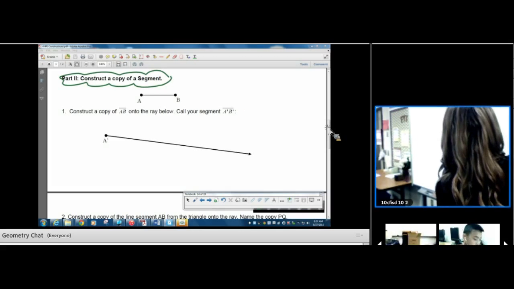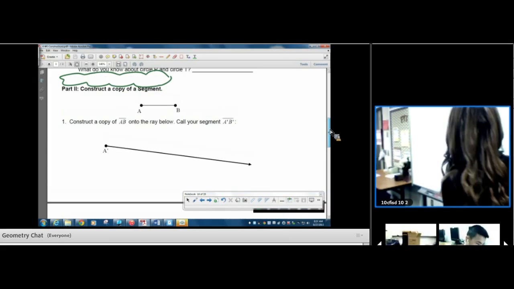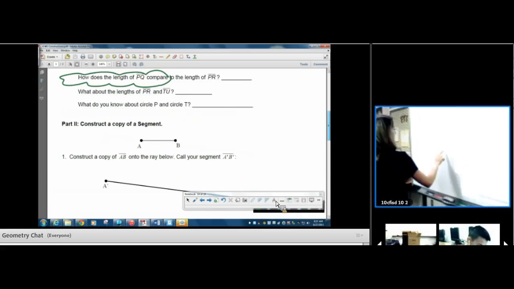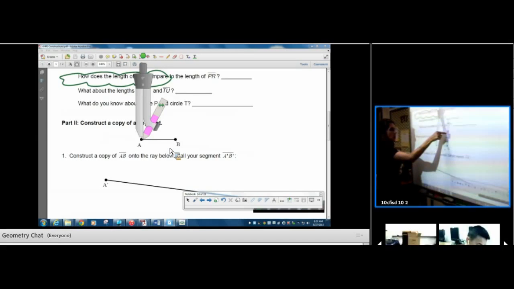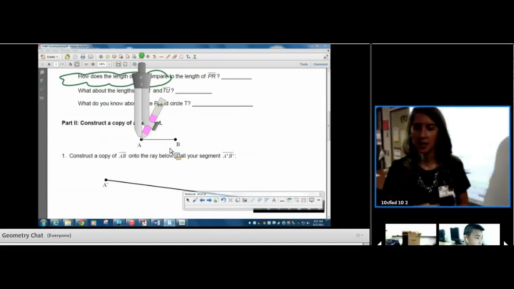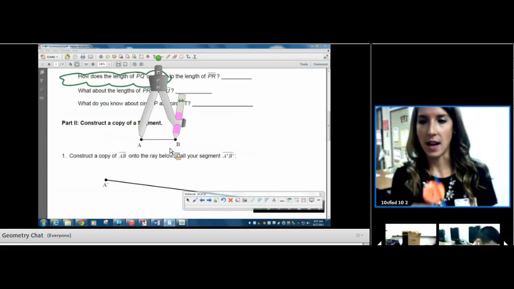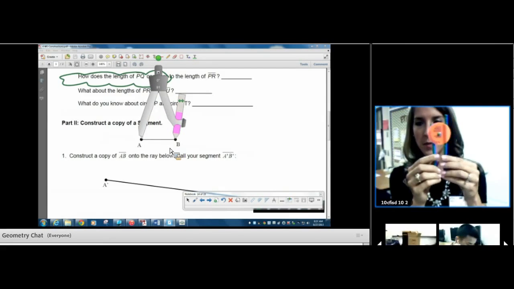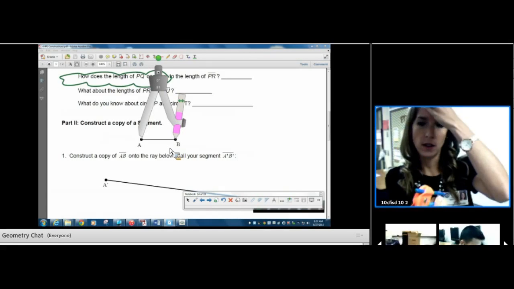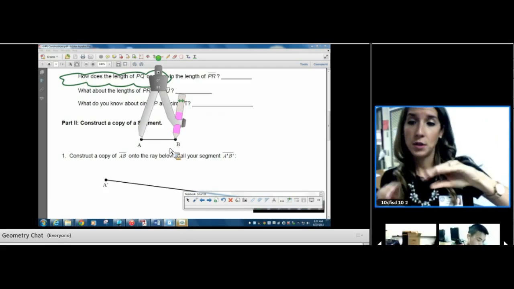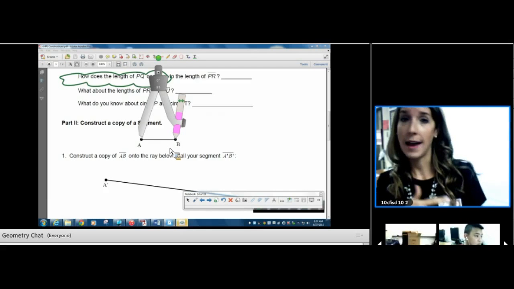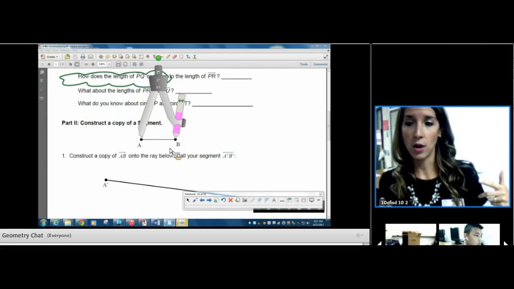You take your compass. Where'd my compass go? There's one. You put the needle on one end point. You put the pencil on the other end point, and that's your compass setting. Keep it set there. So needle on one end point, pencil on the other end point. Then you go to, I already drew a ray for you, but if a ray wasn't already there, you would need to draw your own ray.